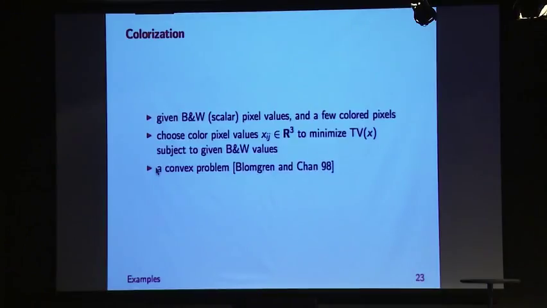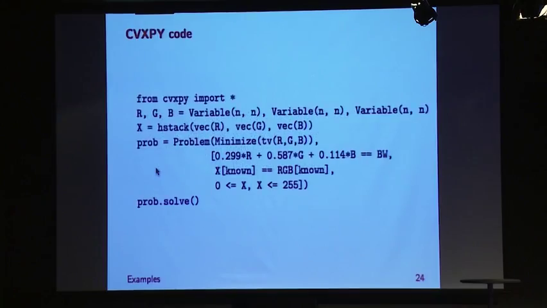Okay, we'll look at another quick one, which is colorization. In colorization, you're given some black and white pixel values and a few colored pixels, and from that, you impute or guess the color values everywhere. They have to agree with the black and white values. Again, this is not quite as old, but these are not new ideas exactly. And again, the code is very, very short.